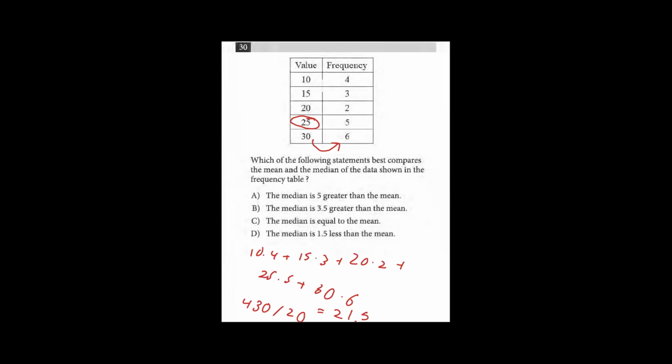So the median is greater. So in this case, the median is 5 greater than the mean. No, it's 3.5 greater, which actually the answer is B. Median is 3.5 greater than the mean. Equal to, no, and the median is 1.5 less, no. So the correct answer is B.